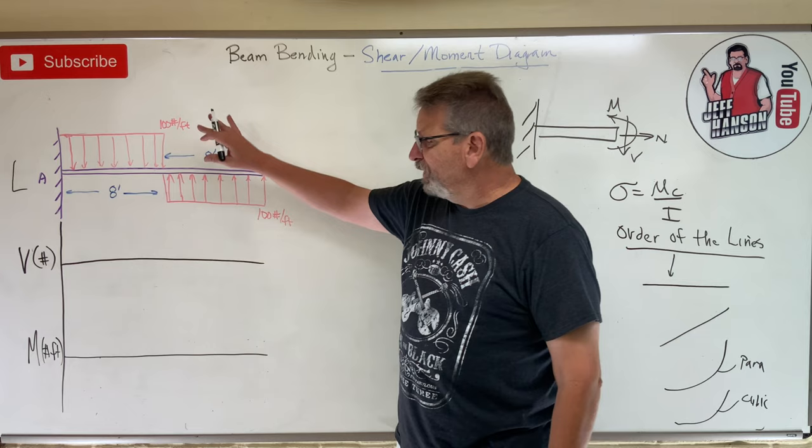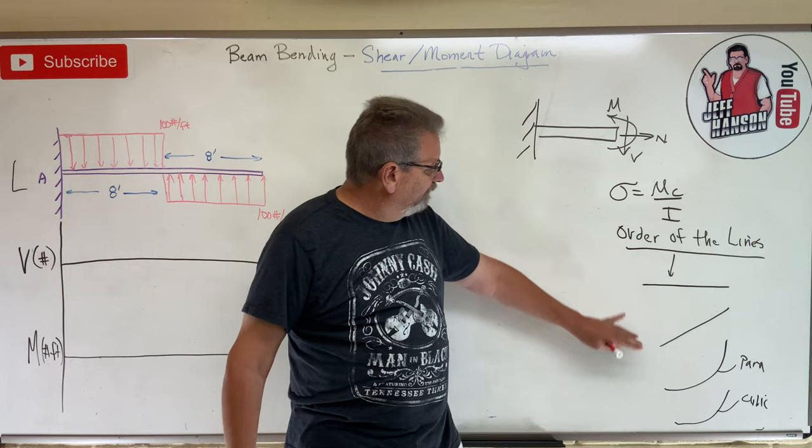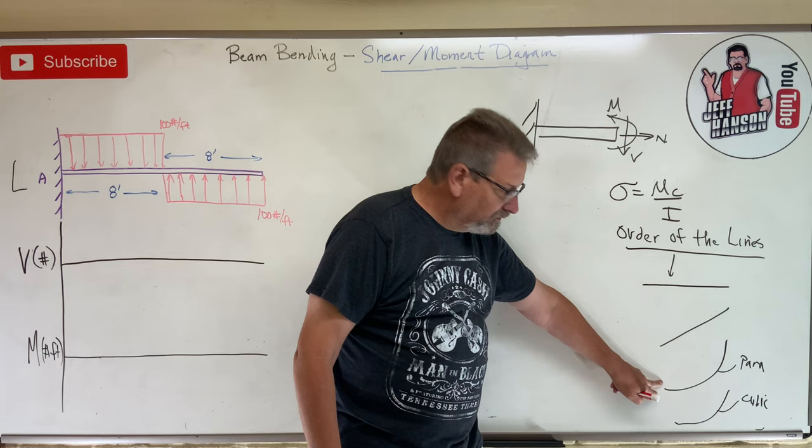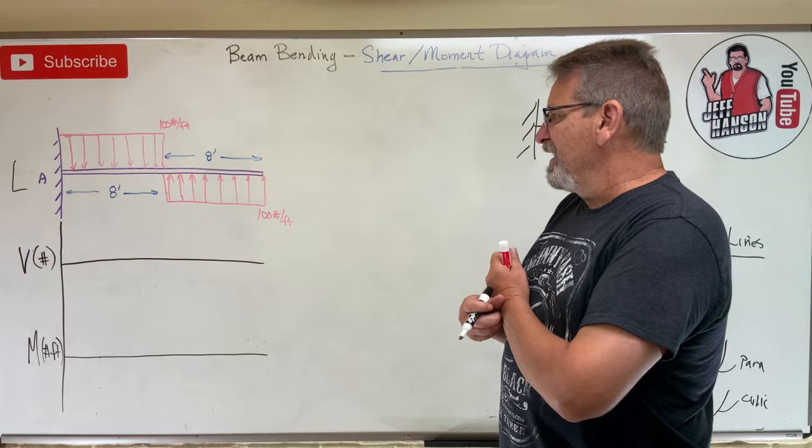So for instance, this one has a straight across line, so the next graph has got to have a slope, which means that this bottom graph down here is going to have parabolic curves, right? All right. So if you understand that, you'll be miles ahead. So let's see if we can solve this problem.